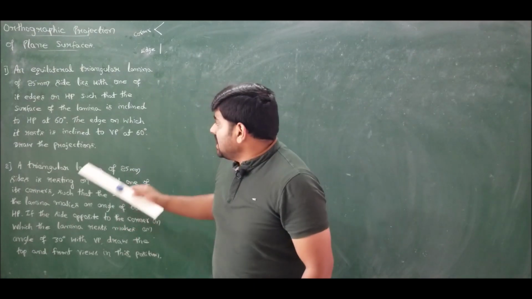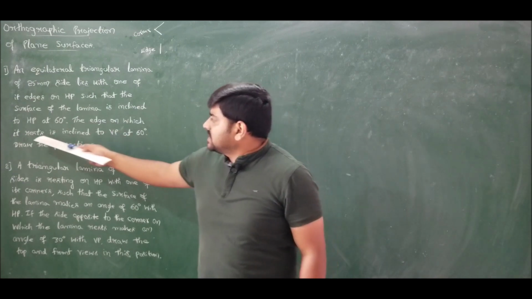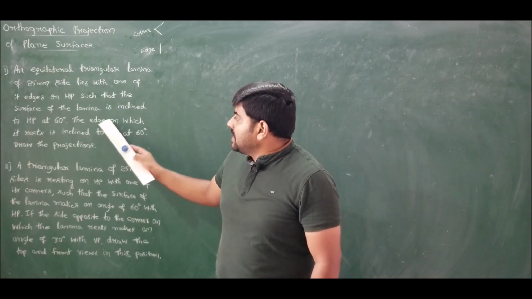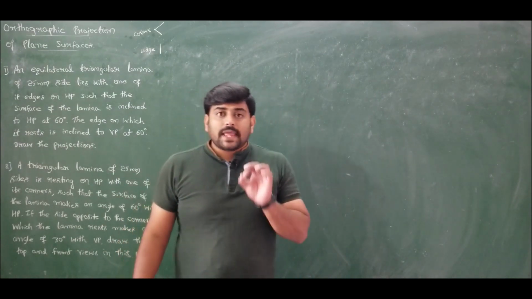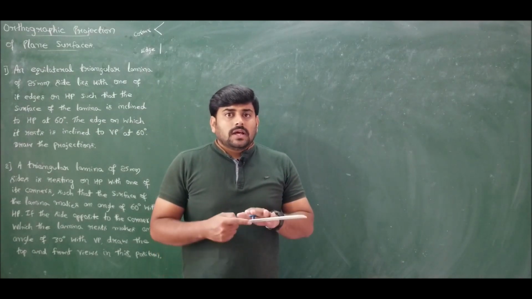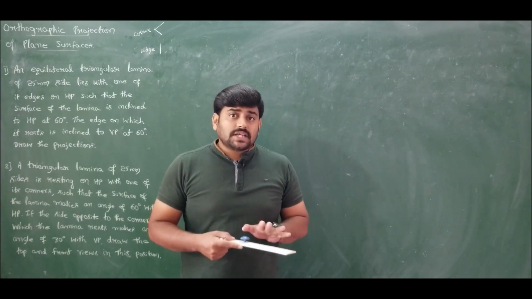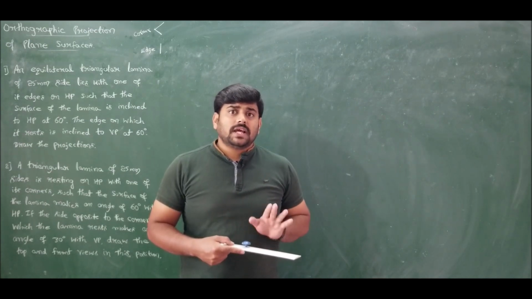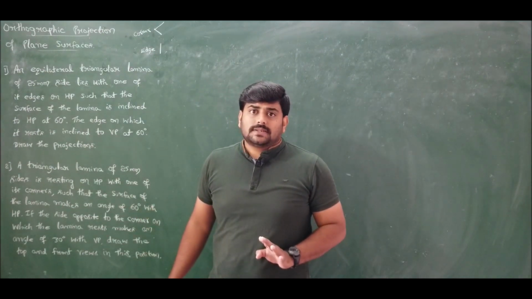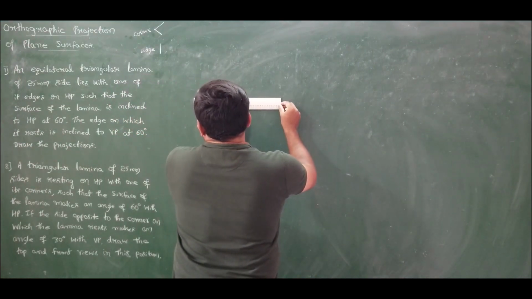Now the lamina is resting on HP with one of its edges. The edge on which the lamina rests is inclined to VP at 60 degrees, he says. So the lamina is resting on HP with one of its edges. In the first position, I will draw the lamina as it is, without showing the inclination with respect to any of the planes, in such a way that I get the edge towards my left hand side. This is because he is stating that it is resting with one of its edges. So first let me construct the first position of the given problem.